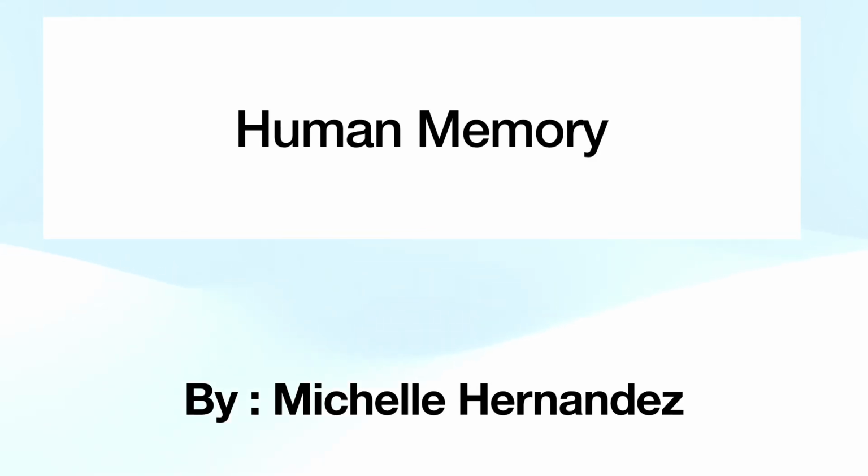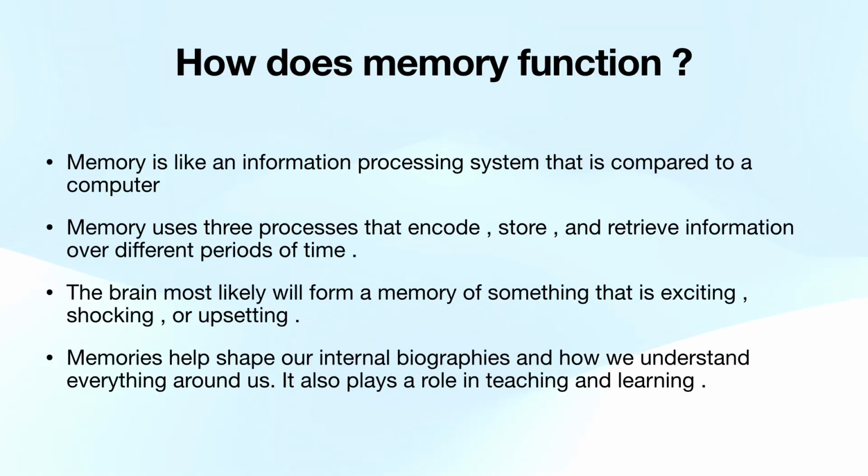This presentation is going to be about human memory. How does memory function? Memory is like an information processing system that is compared to a computer. Memory uses three processes that encode, store, and retrieve information over different periods of time.